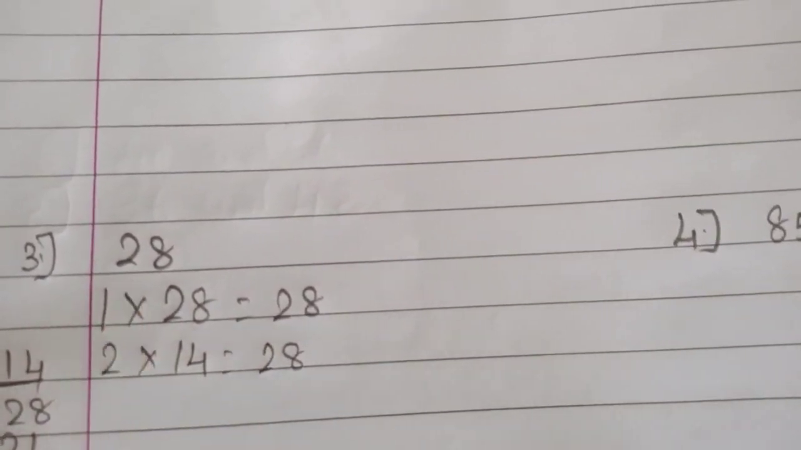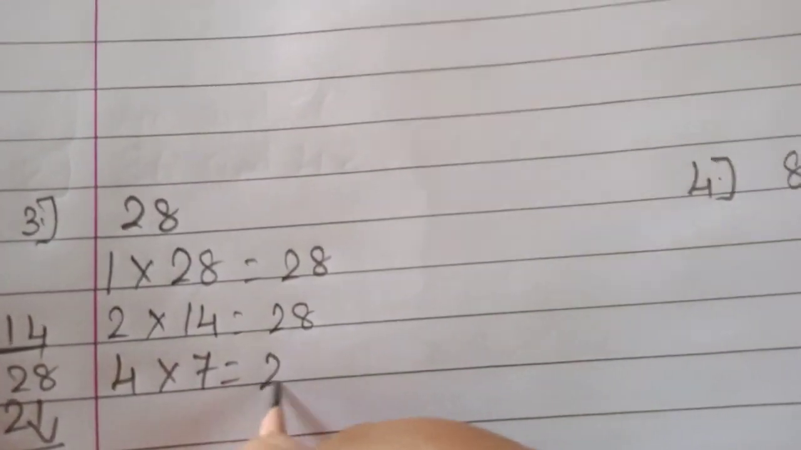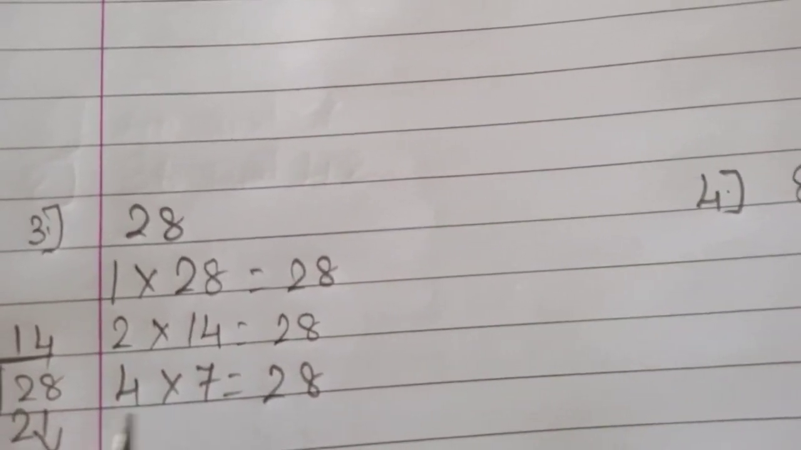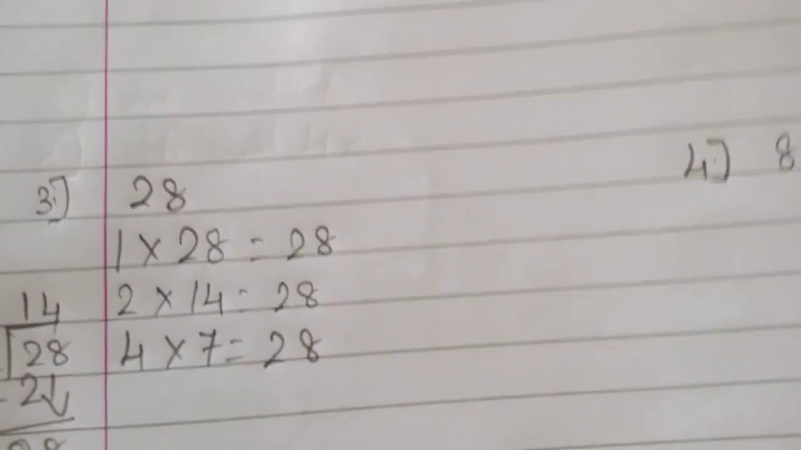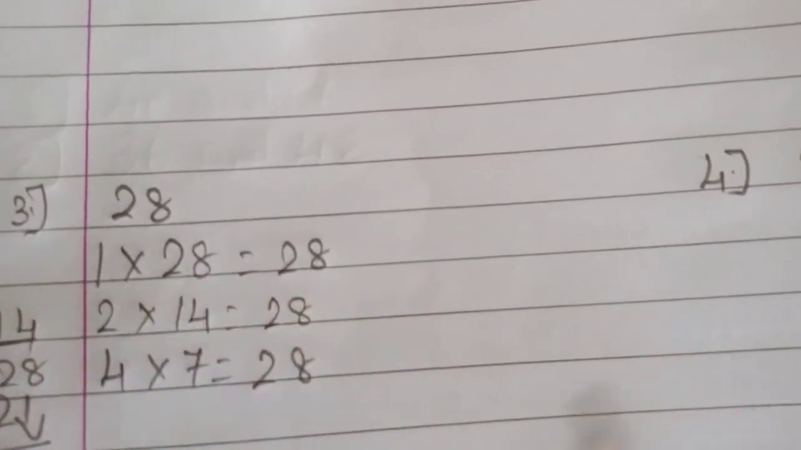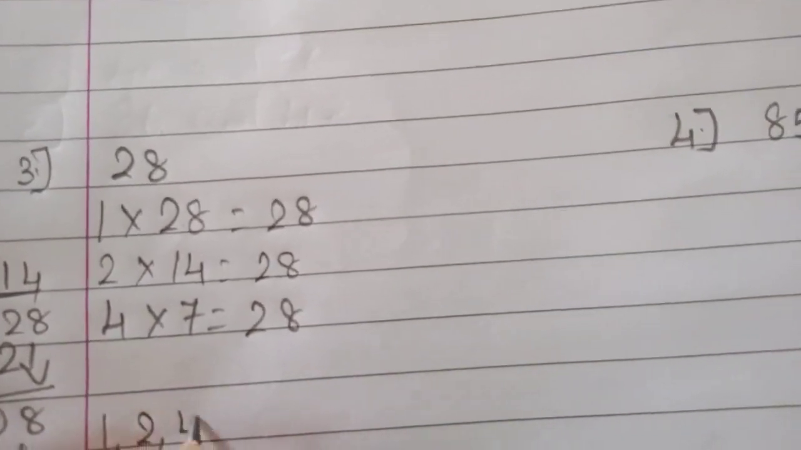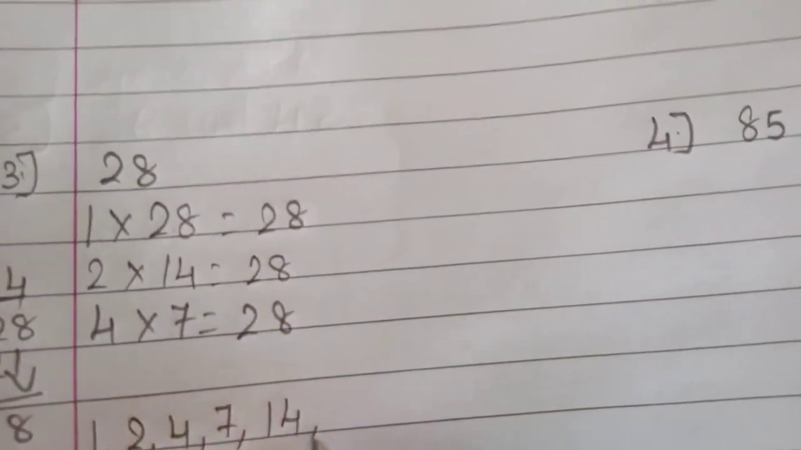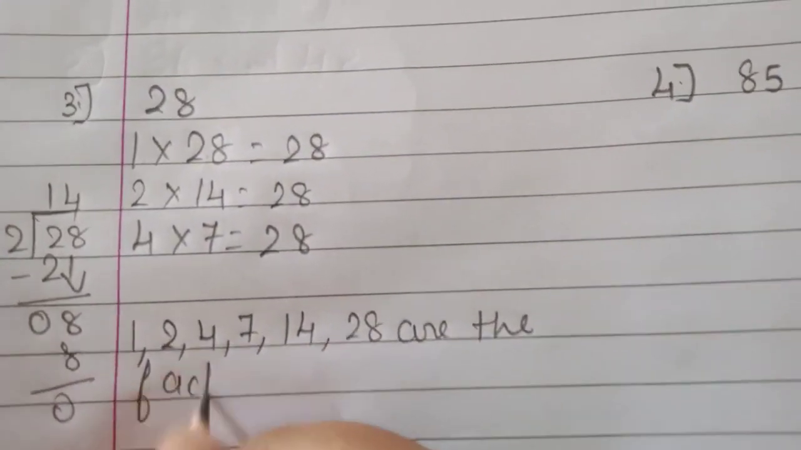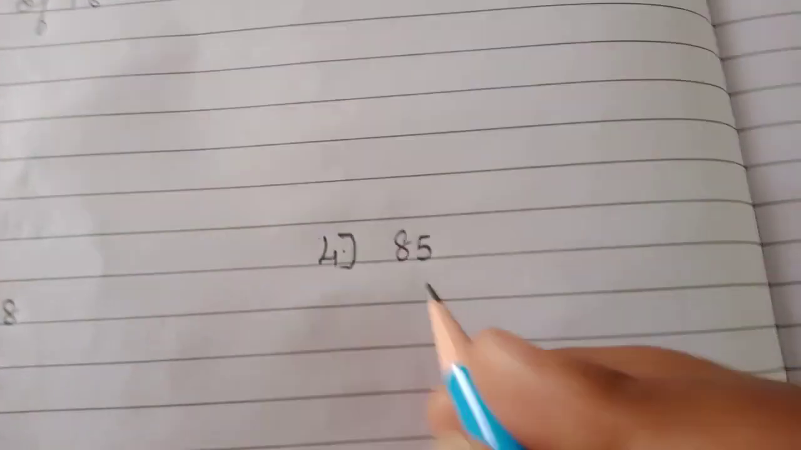Then will 28 come in the 3 table? No. In the 4 table, yes, 4 7s are 28. Then in the 5 table, no. 6, no. 7 4s, which we have already written as 4 7s. Then 9, no. So at last we will write 28 1s are 28, which we have written earlier. So the factors of 28 are 1, 2, 4, 7, 14, 28 are the factors of 28. Okay.